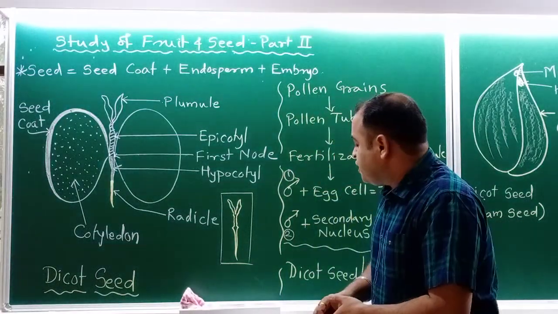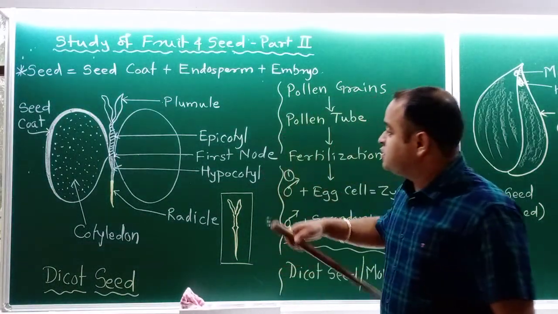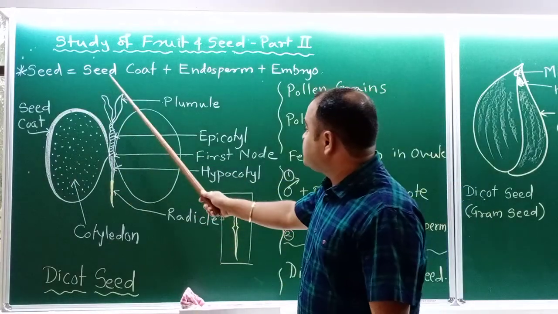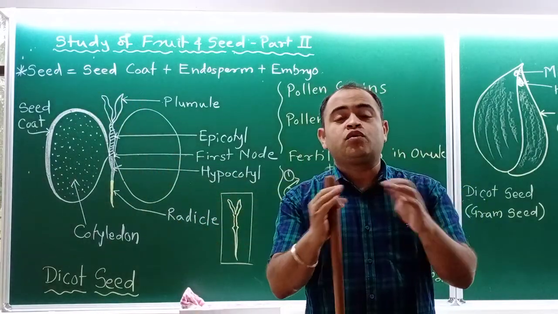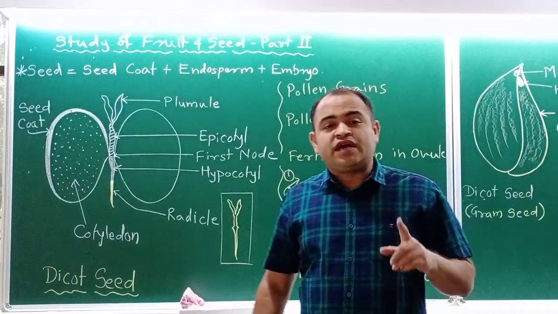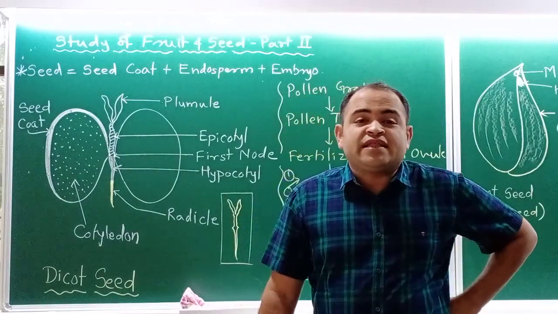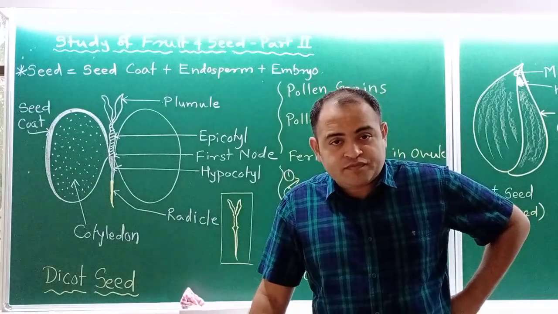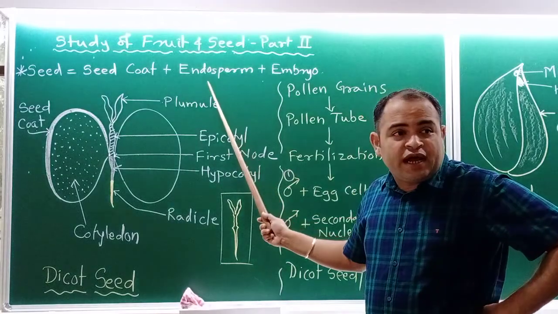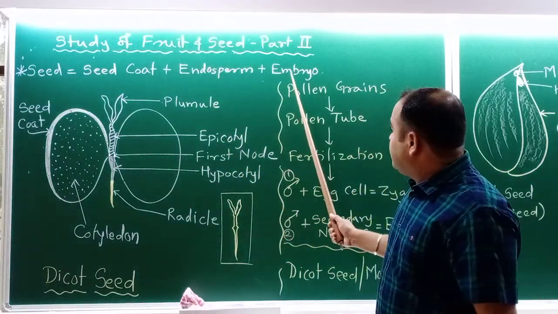Let us begin with the very first part, that is, what is seed? What do you mean by seed? Seed is nothing but the seed coat, the outer protective covering it requires, because with the help of the seed coat, a seed can remain dormant for several years. So it is possible. This is seed coat, this is endosperm and embryo.